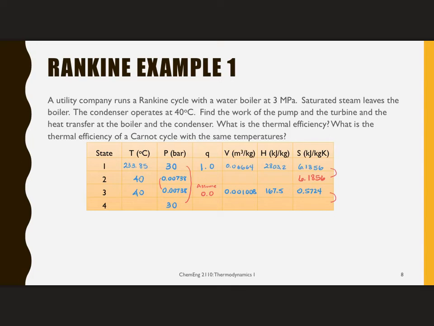But state 2 is not either saturated liquid or saturated steam. It's some mixture of the two. So therefore, I need to calculate the quality. The quality is done using the definition. So subtract from the actual entropy the saturated liquid value of entropy. Divide that by the saturated vapor minus the saturated liquid. And so the quality is 0.73.